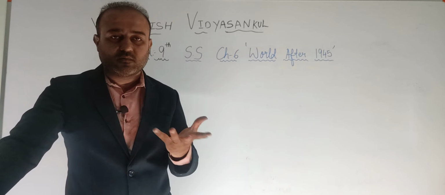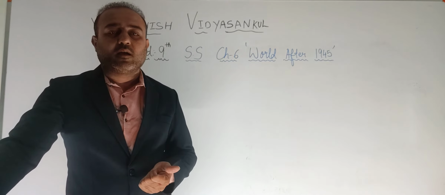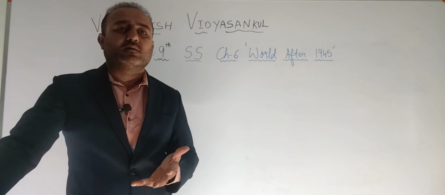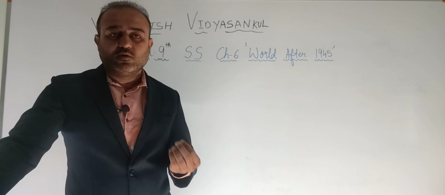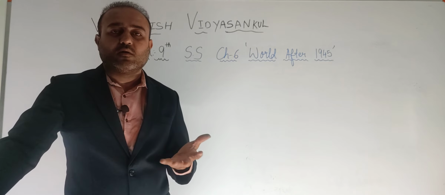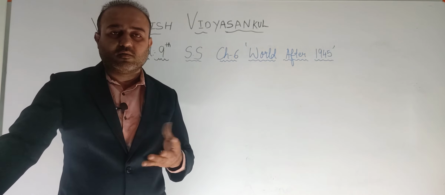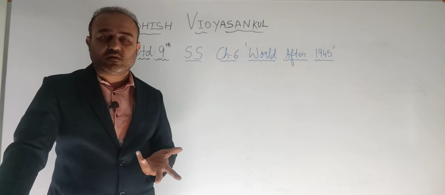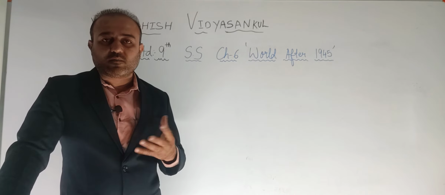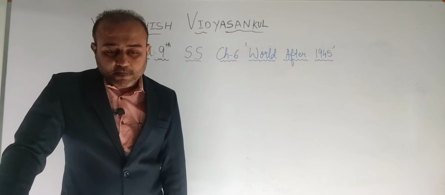So we should always be thankful to Russia, because they used their veto power, we are not having the problem, right? Because otherwise Jammu and Kashmir was in trouble. That means it would not have been part of India, right?